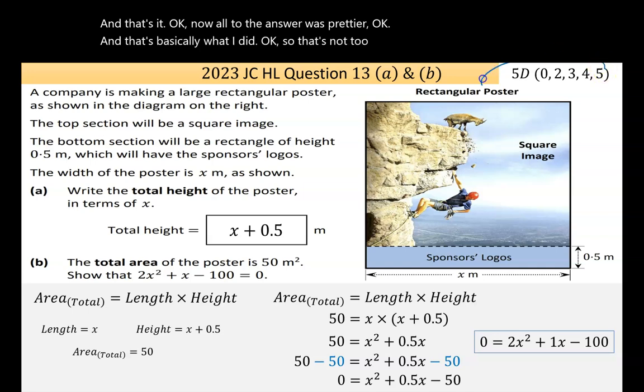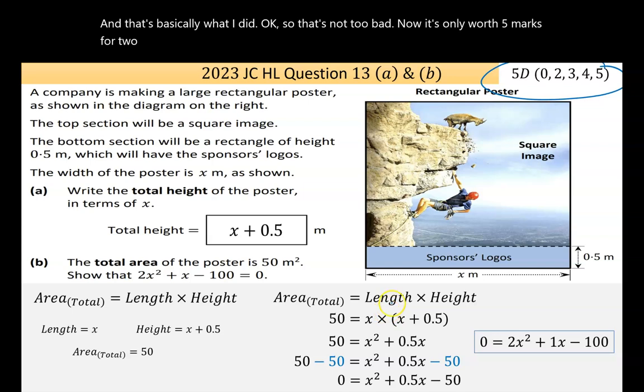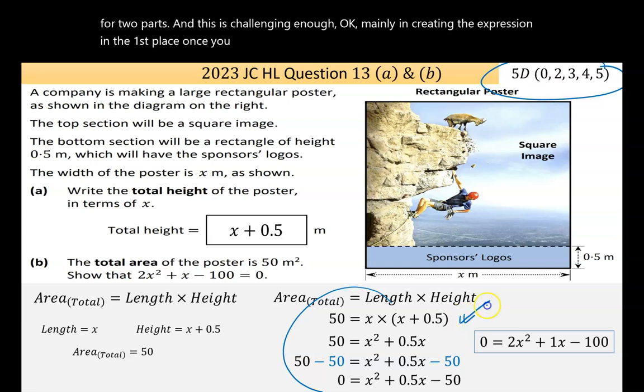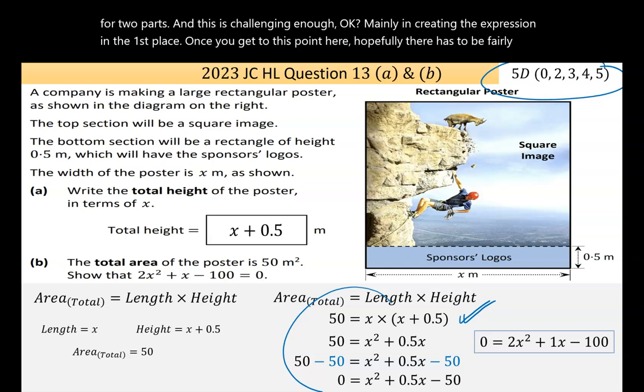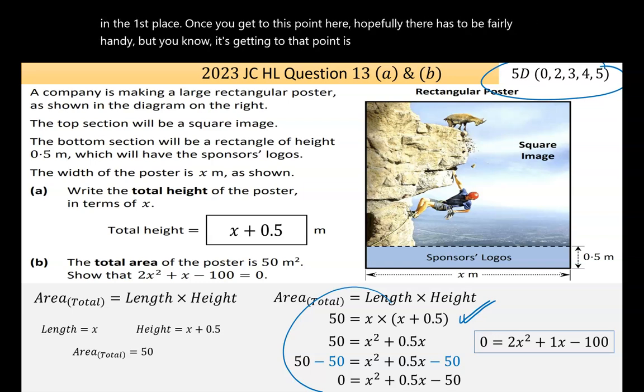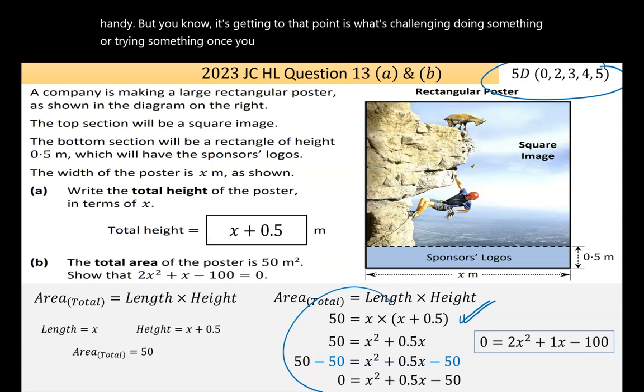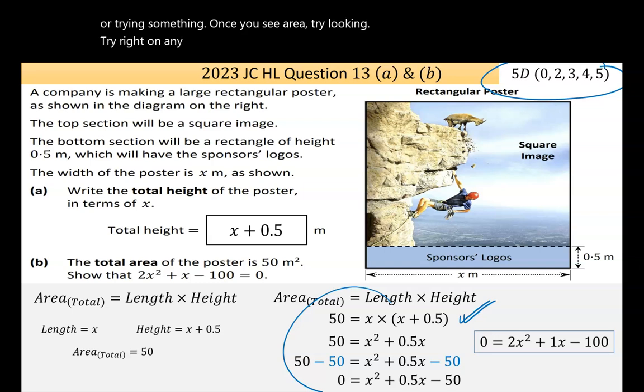Now it's only worth 5 marks for 2 parts, and this is challenging enough. Okay, mainly in creating the expression in the first place. Once you get to this point here, hopefully the rest will be fairly handy. But it's getting to that point that's challenging. Doing something or trying something. Once you see area, try write down any area formulas and try use the one that seems most logical.